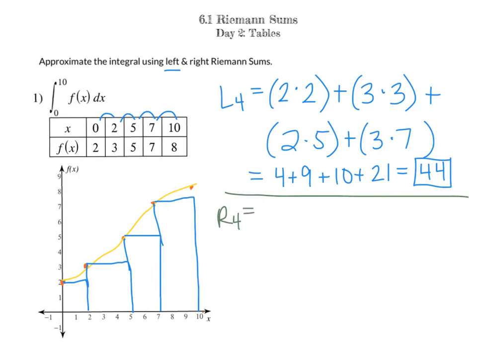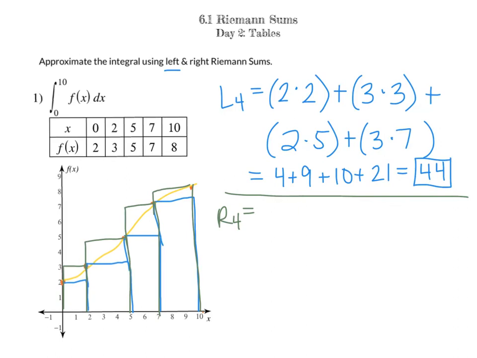Okay, our right rectangles are going to go from the height to the right. So that's our first rectangle. This is our second one. This is our third. And that's our last, the fourth one. So we're going to basically be doing the same thing, but just with one different height.